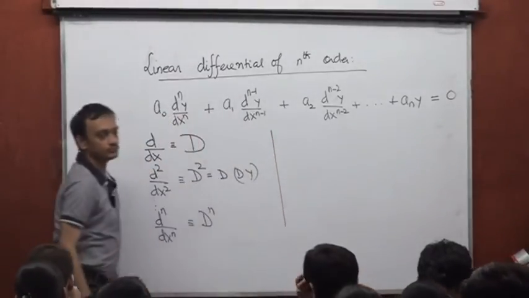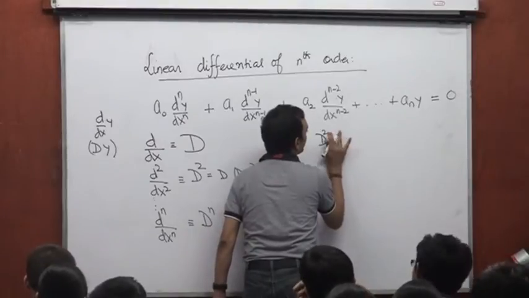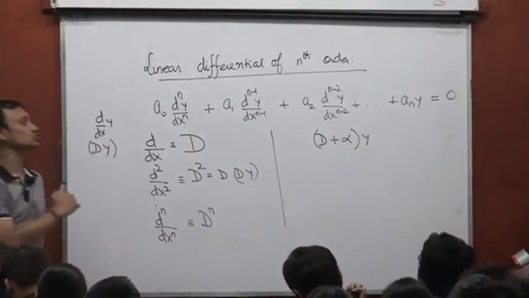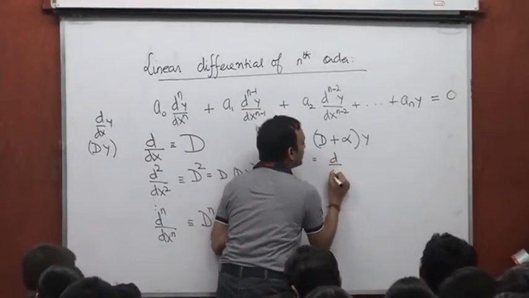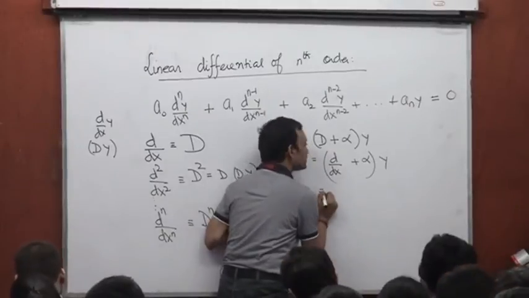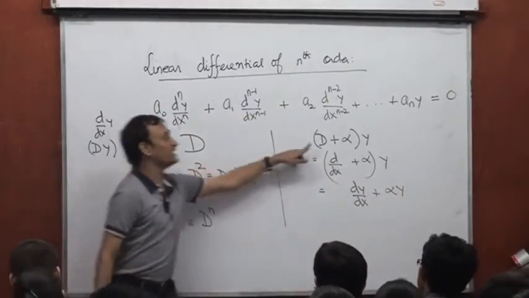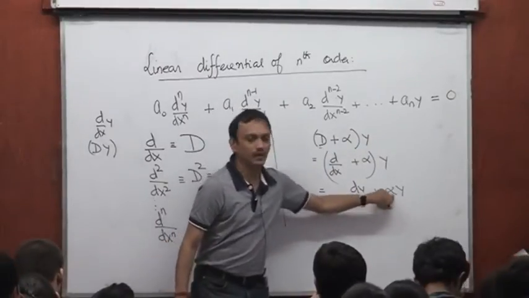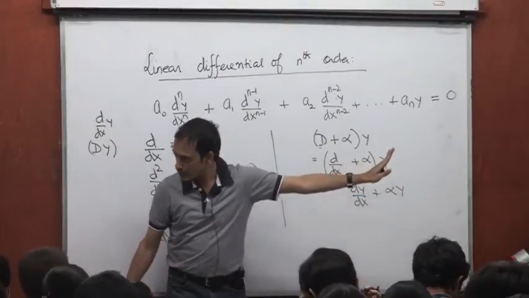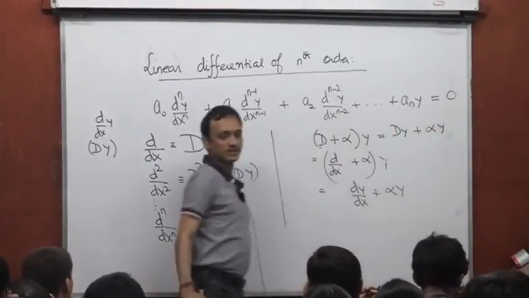Now, when I say D plus alpha acting on y, if D is an operator, D plus alpha is also an operator. Basically, it can be written as d/dx plus alpha, where alpha is a fixed number, a certain constant. This would give me dy/dx plus alpha y. So when D plus alpha operates on y, it gives me D of y plus alpha into y. That is D acting on y plus alpha y. That's what this means.